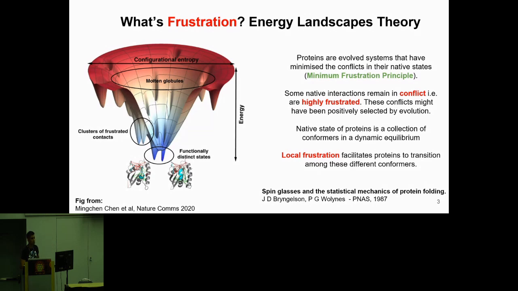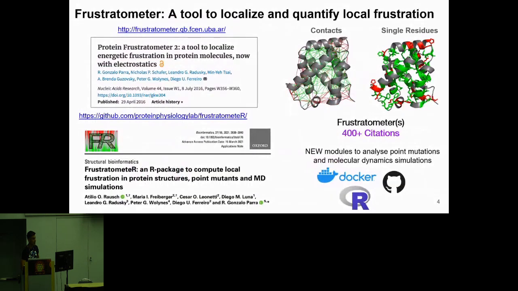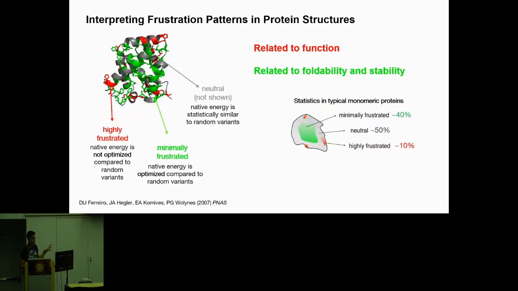We have a tool from some years ago that is named frustratometer that allows us to localize and quantify these conflicts. So we get a protein structure and it gives you a classification of contacts and single residues in different colors that we can interpret in this way. So whatever is red is highly frustrated and likely related to function, and it means that the native energy in that loci is not optimized compared to random variants that can occur. Whatever is green is minimally frustrated, and this means that the native energy in that loci is optimized compared to random variants, and is most likely related to foldability and stability.